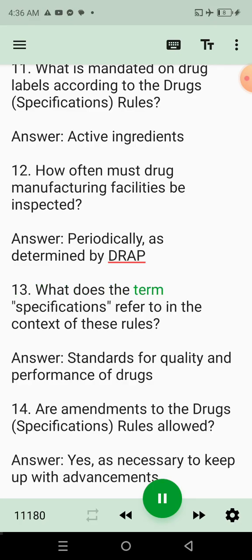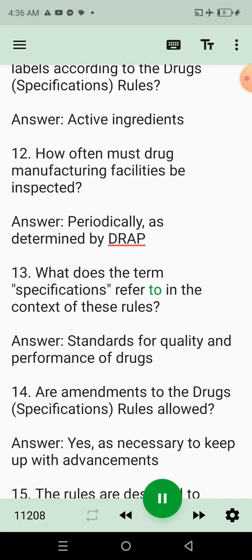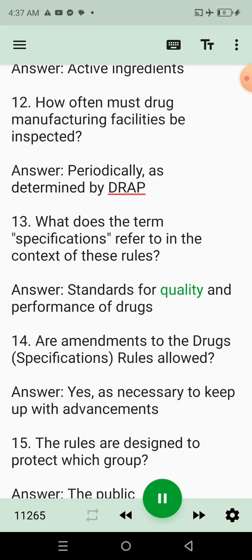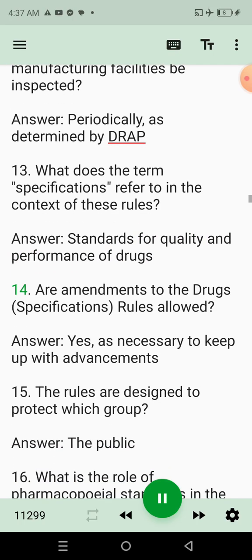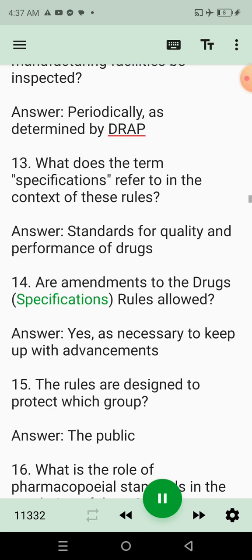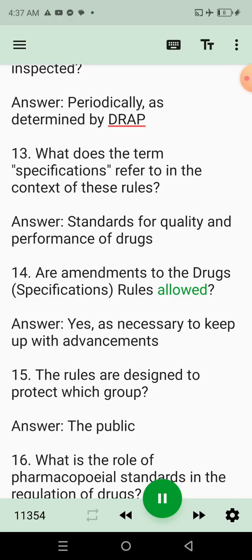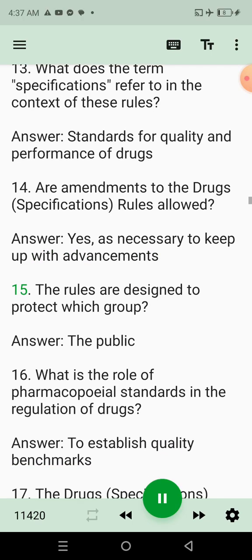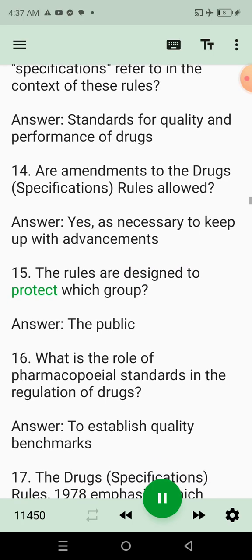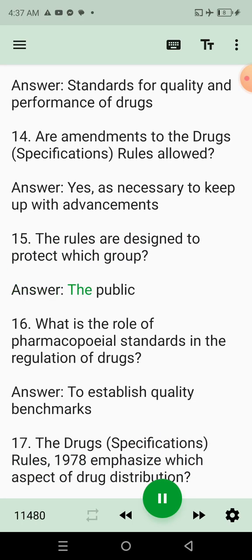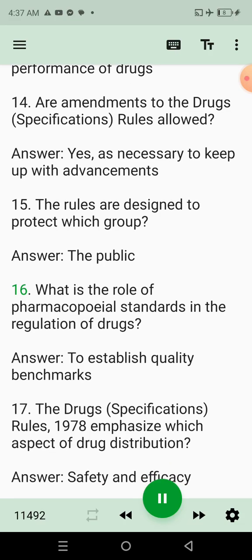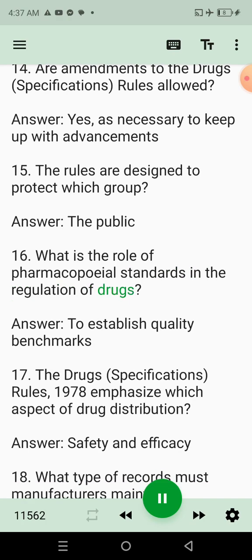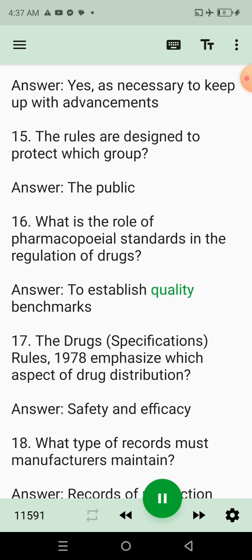13. What does the term specifications refer to in the context of these rules? Answer: standards for quality and performance of drugs. 14. Are amendments to the drugs specifications rules allowed? Answer: yes, as necessary to keep up with advancements. 15. The rules are designed to protect which group? Answer: the public. 16. What is the role of pharmacopoeial standards in the regulation of drugs? Answer: to establish quality benchmarks.